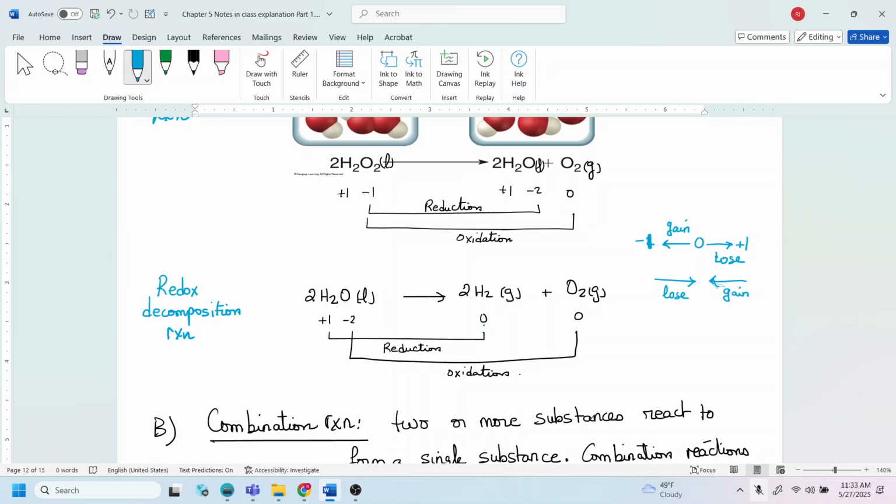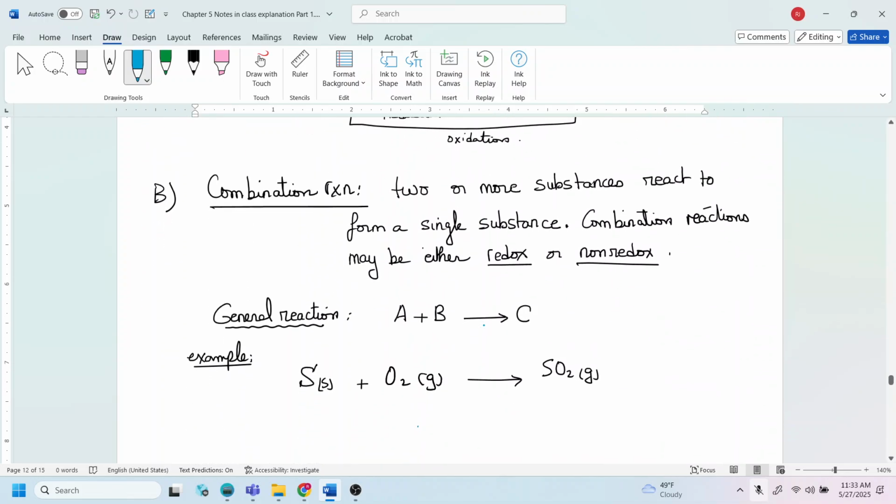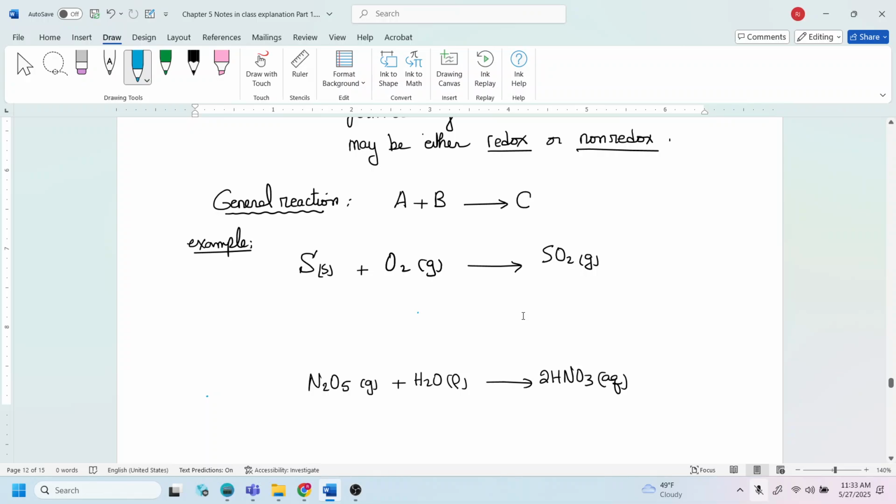Okay. The other type of reaction is called a combination reaction. Combination, as the name says, I am having in my reactants two components that I'm going to combine together, and in the product, I'm just going to form one product in there. So two or more substances react to form a single product or a single substance, and this is called a combination reaction. A combination reaction may be either a redox or a non-redox reaction. So we're going to do exactly the same as we did earlier in there. Let's have an example.